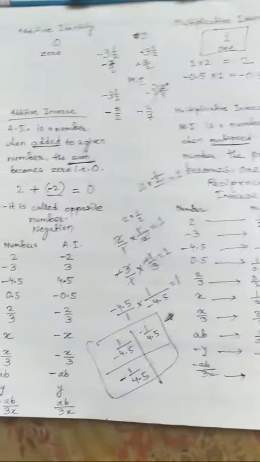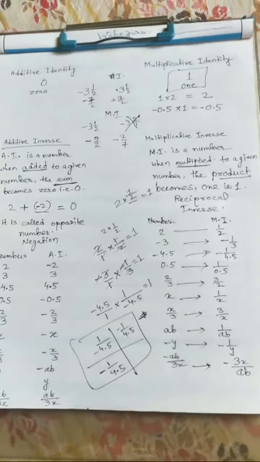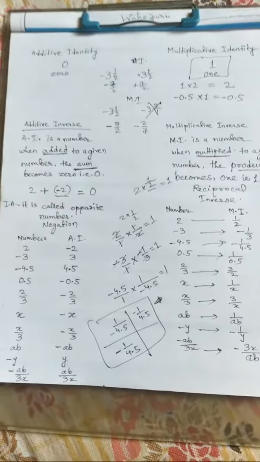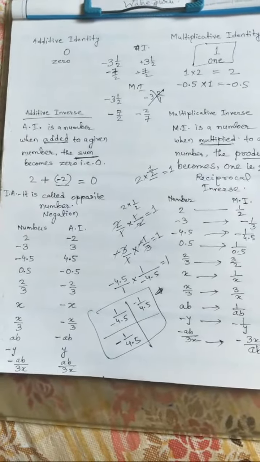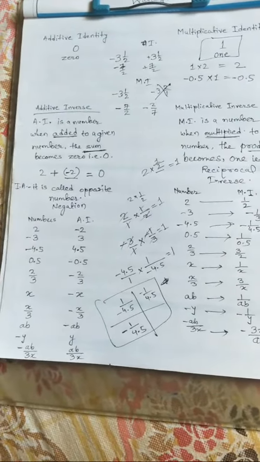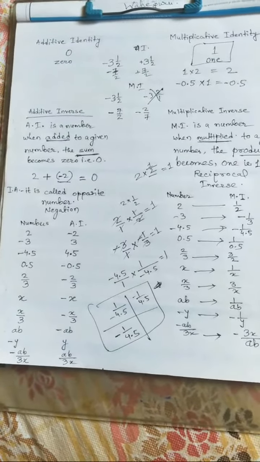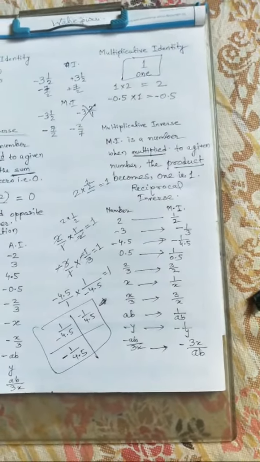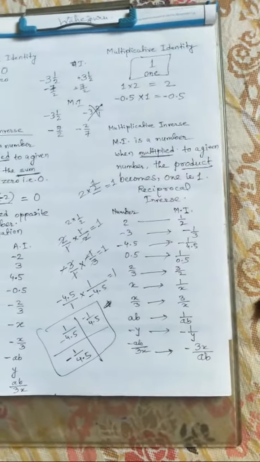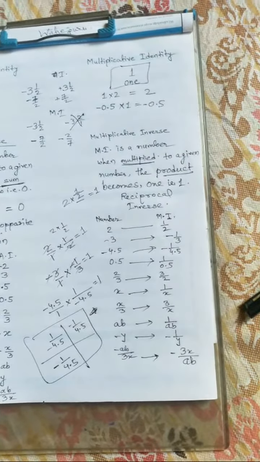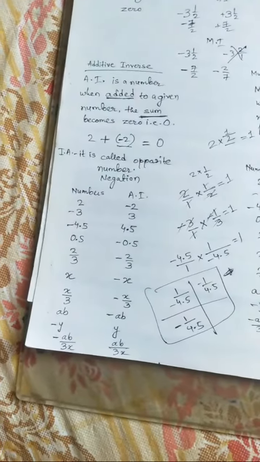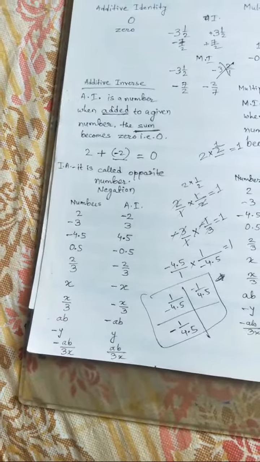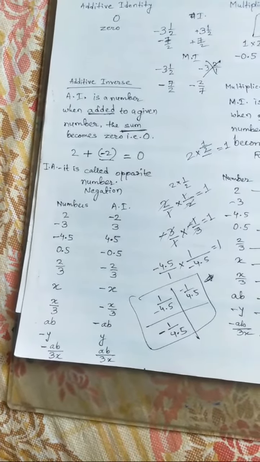So these are the basic concepts of mathematics: multiplicative identity, additive identity, multiplicative inverse, and additive inverse. In simple terms, additive identity is 0, and additive inverse is something that when added gives the result 0. Multiplicative identity is the number 1, and multiplicative inverse is something that when multiplied with a given number gives the answer 1. In the additive inverse, you just have to change the sign. That's why it's also called the opposite or negation of the number.